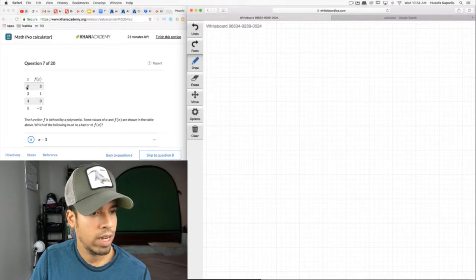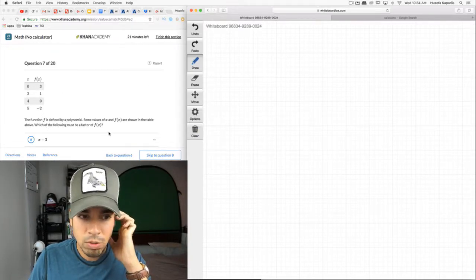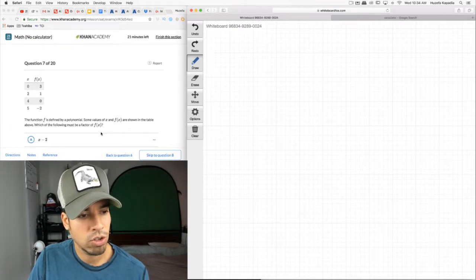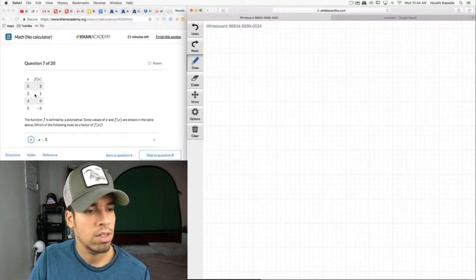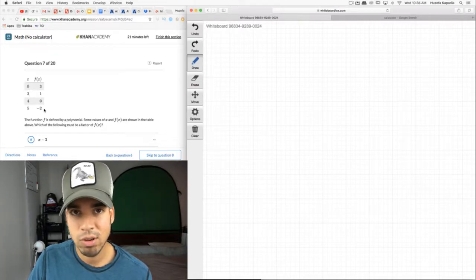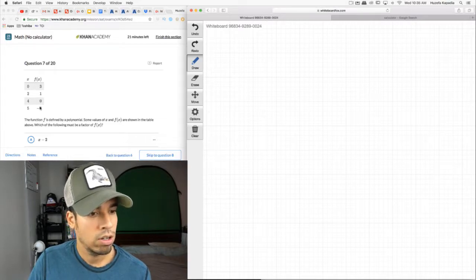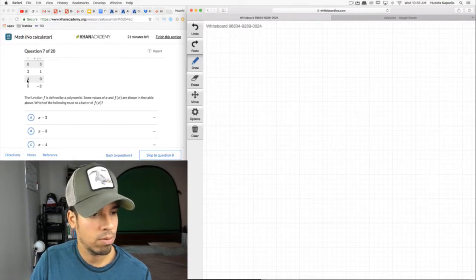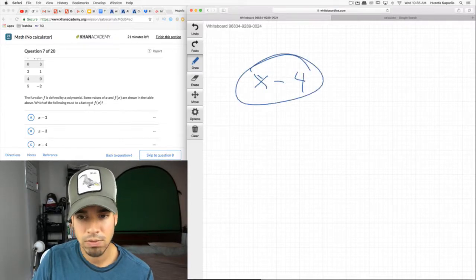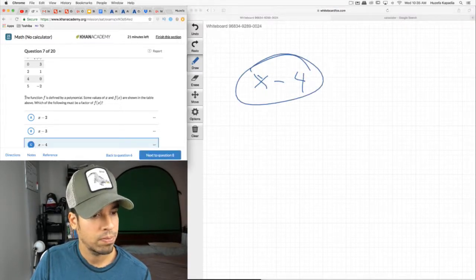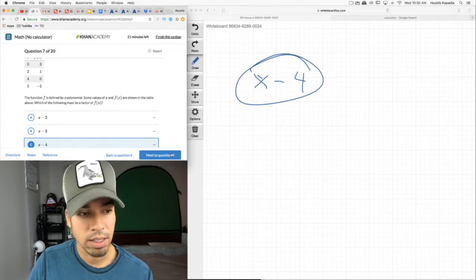All right, next we have a table of values of x: 0, 2, 4, 5, 3, 1, 0, negative 2. The function f is defined by polynomials. Some values of x and f of x are shown in the table above. Which of the following must be a factor of f of x? Okay, so a factor is going to be anything where we get a 0 value for f of x. Therefore, we see the value at 4, so x minus 4 is going to be a factor. Okay, anywhere we're getting a 0 value, that's it.